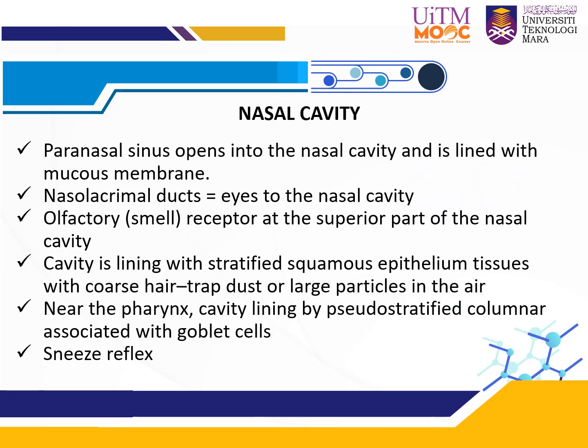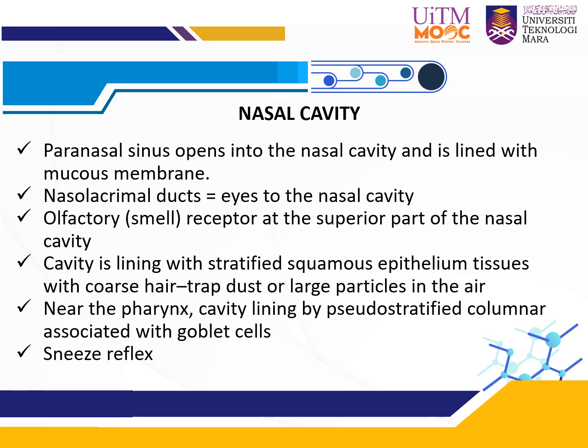Let's talk more about the nasal cavity. So we have the paranasal sinuses that open into the nasal cavity and are lined with mucous membrane. And around the nasal cavity and your eyes, we have the nasolacrimal ducts, which connect the eyes to the nasal cavity. I will show you the picture shortly. Olfactory, or we call it smell receptors, are found on the superior part of the nasal cavity. Remember, superior is top. The cavity itself is lined with stratified squamous epithelium tissue with coarse hair that traps dust or large particles in the air.